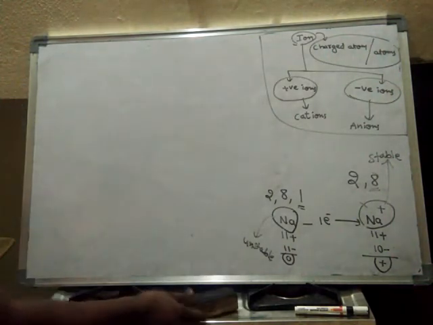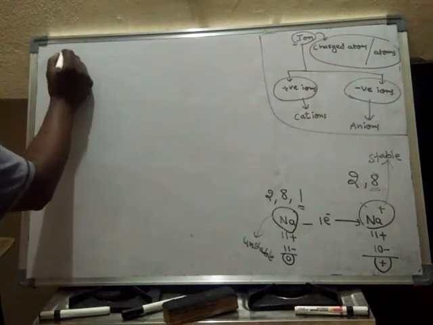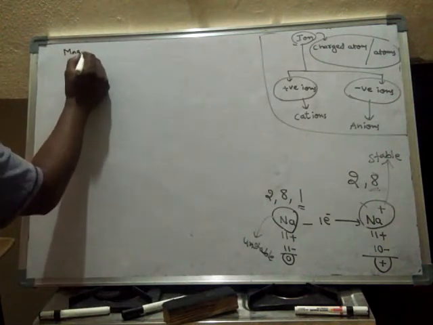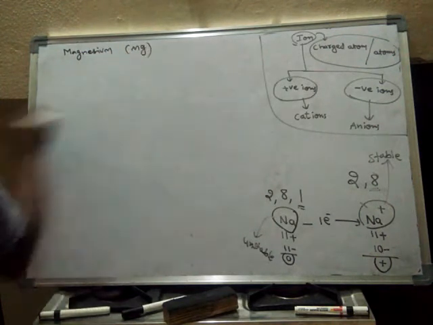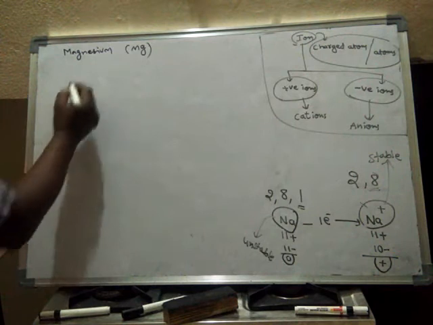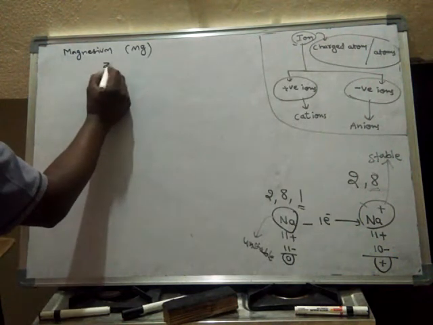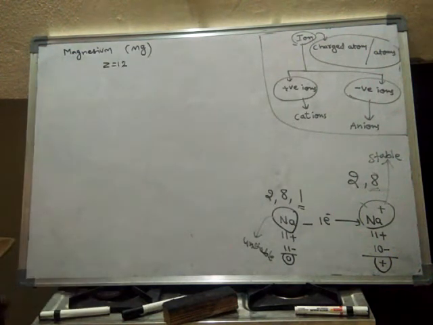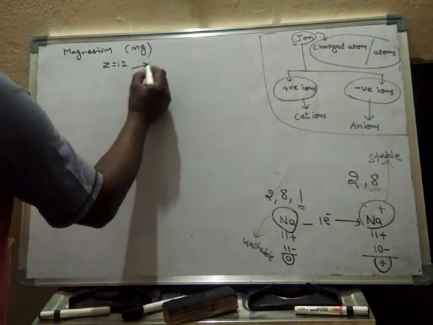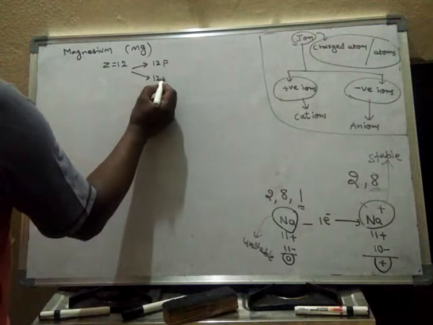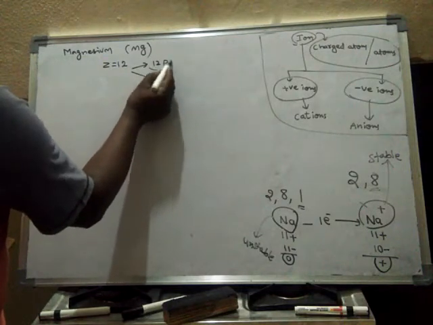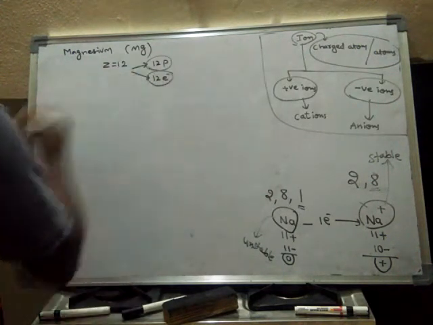Magnesium. The symbol is Mg, capital M, small g. Its atomic number is 12. Atomic number means the number of protons, or else the number of electrons. That means the number of positive charges or the number of negative charges.